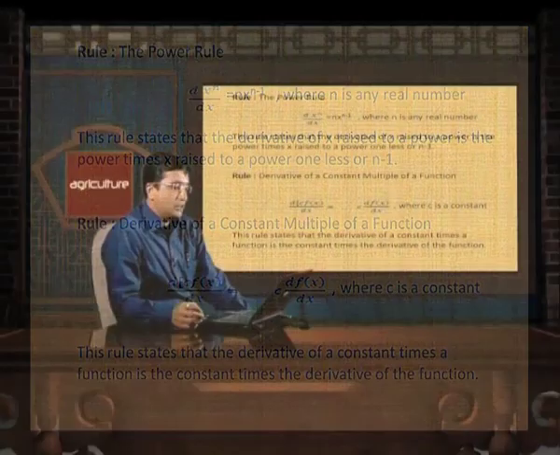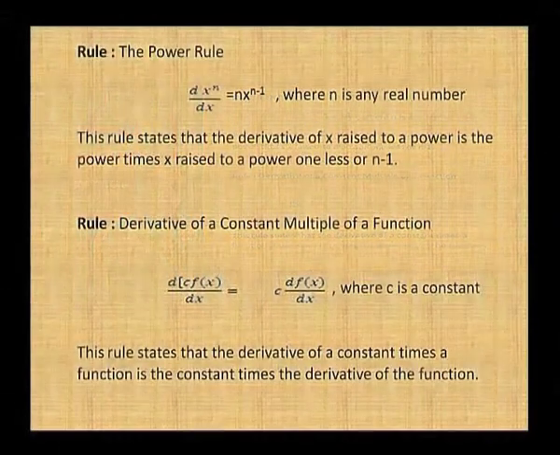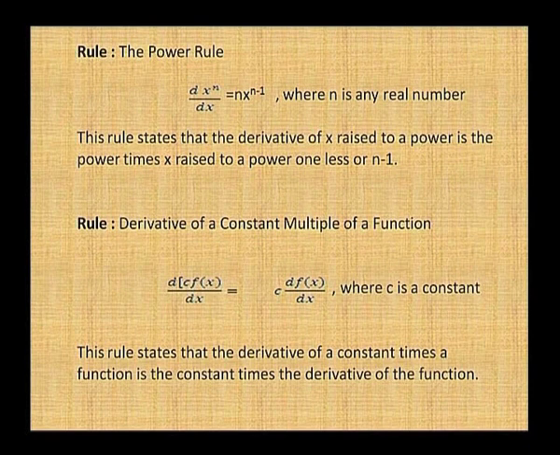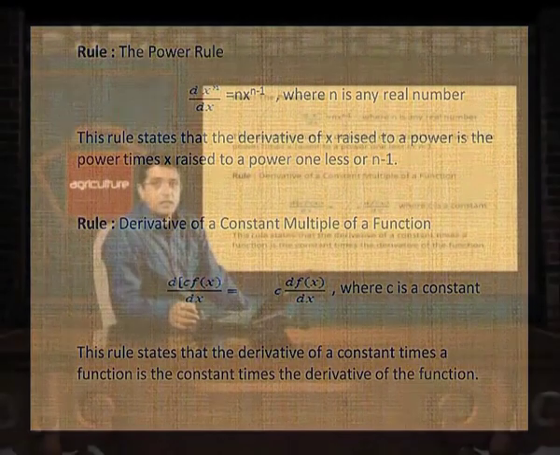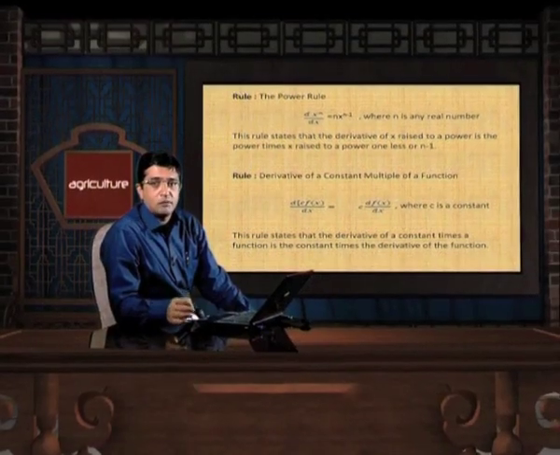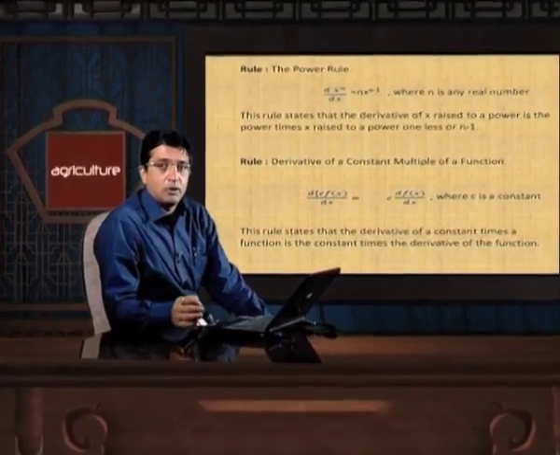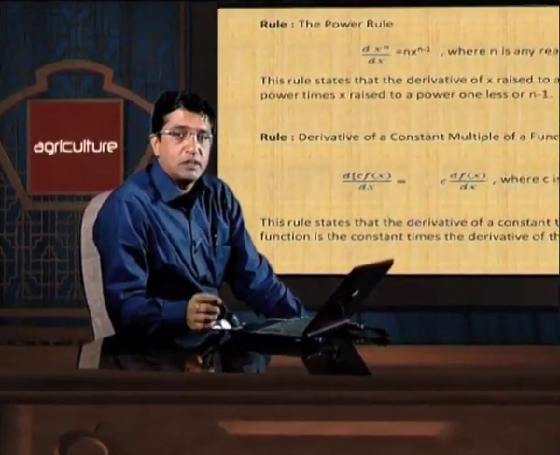Now we discuss the constant multiple of a function for differentiation: d upon dx of c f(x), where c is a constant, the coefficient of the function f(x). The output is c times d by dx of f(x). This rule states that the derivative of a constant times a function is the constant times the derivative of the function. It means if a constant is a coefficient of a function, then the constant is also a coefficient of the derivative.